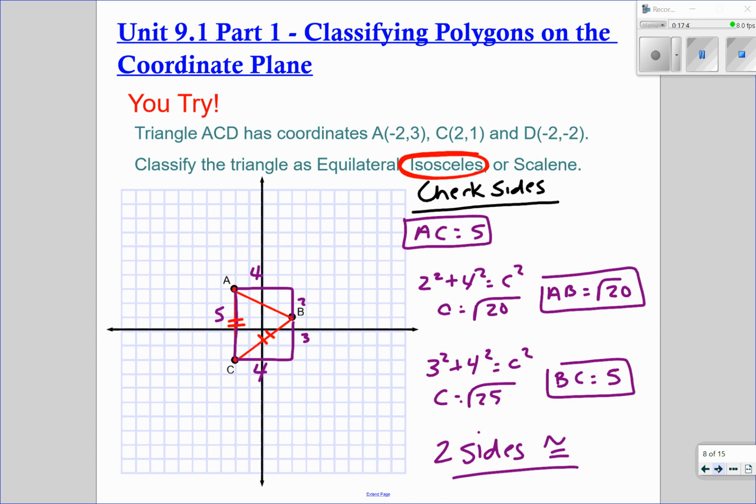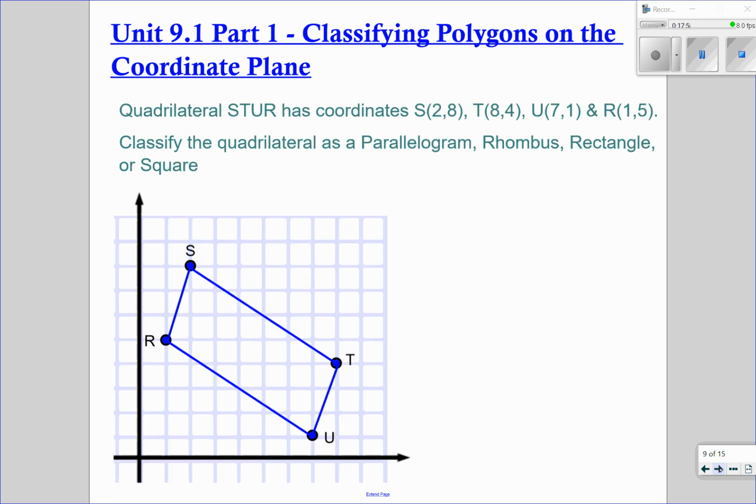Check your answer here. You should have gotten an isosceles triangle for your answer by showing that 2 of the sides were congruent. Next, let's move on to 4-sided figures. So now we're going to classify this shape.